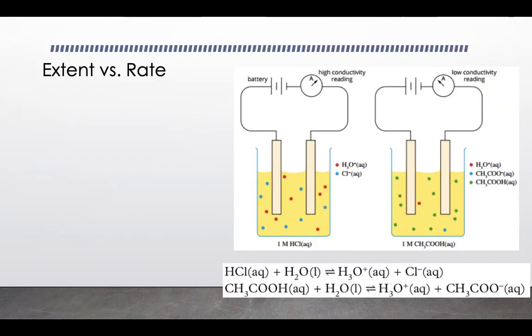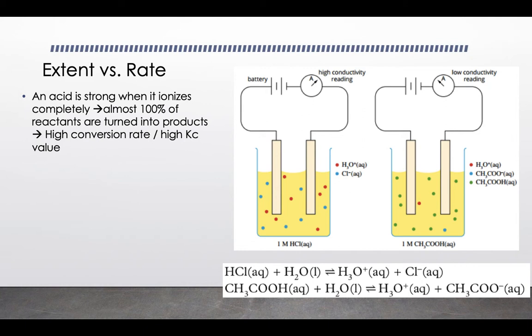Okay, so then let's compare extent and rate. We're going to use what we have learned in Unit 2 about strong acid and weak acid. Just to refresh your memory, an acid is strong when it ionizes completely if you put it into water. So almost 100% of reactants are turned into products. So that's a high conversion rate. That means the extent of the ionization of a strong acid is high. So those reactions will have a really high Kc value. One of those examples is hydrochloric acid.